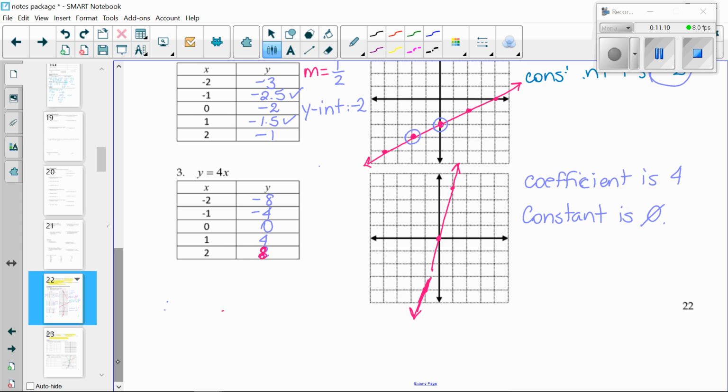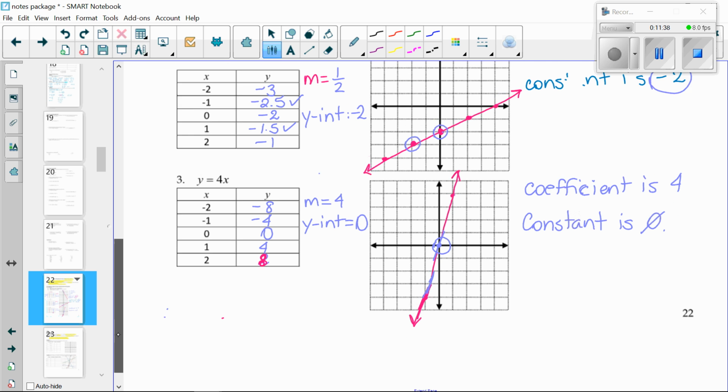Look at this one. What's my m? Find a point. So let's use the y-intercept. I'm going to go from the y-intercept up 4 over 1. So my slope, m, is 4. My y-intercept is my constant, which is 0, and that is in fact true.